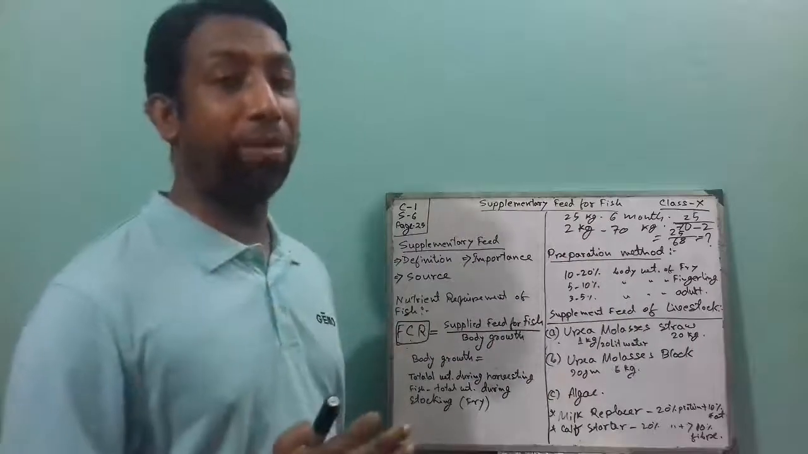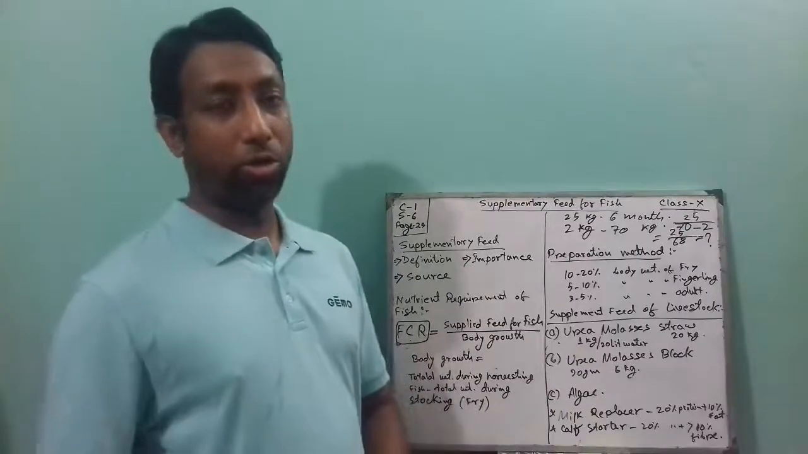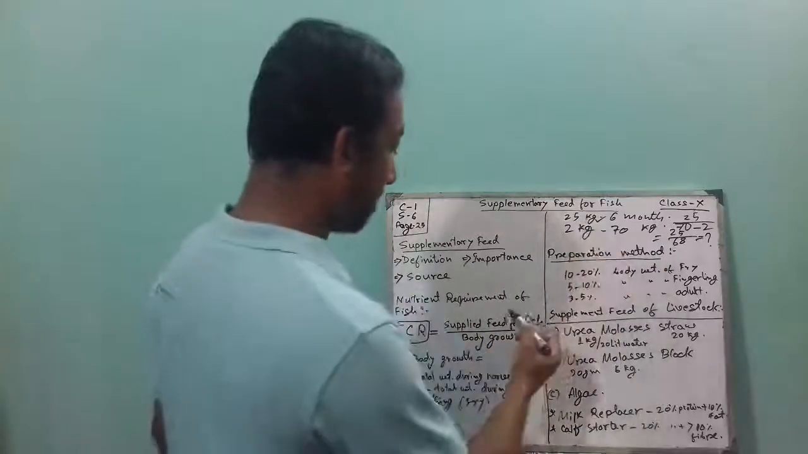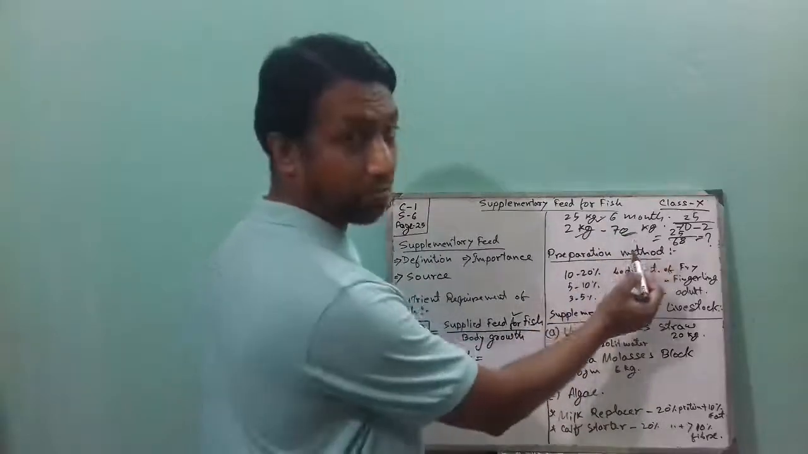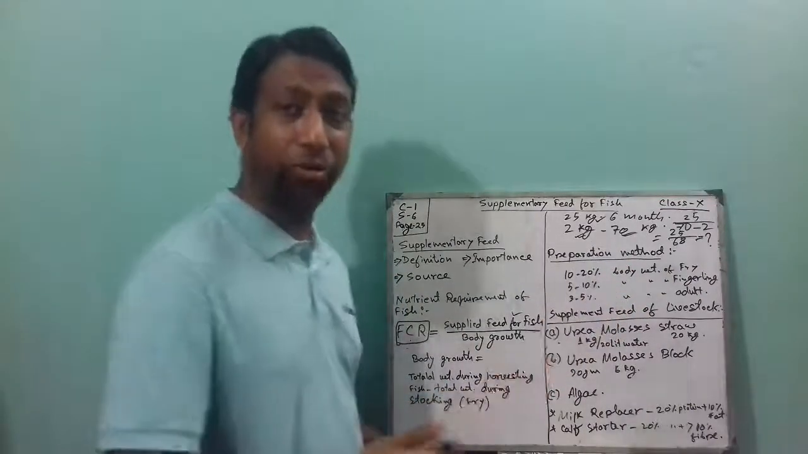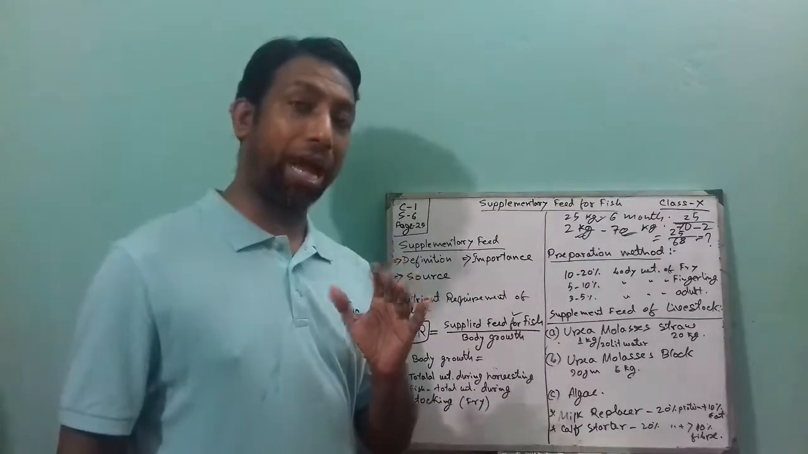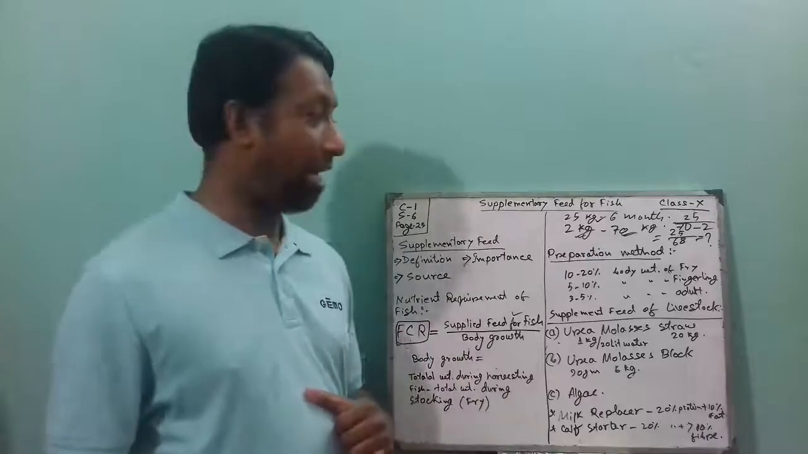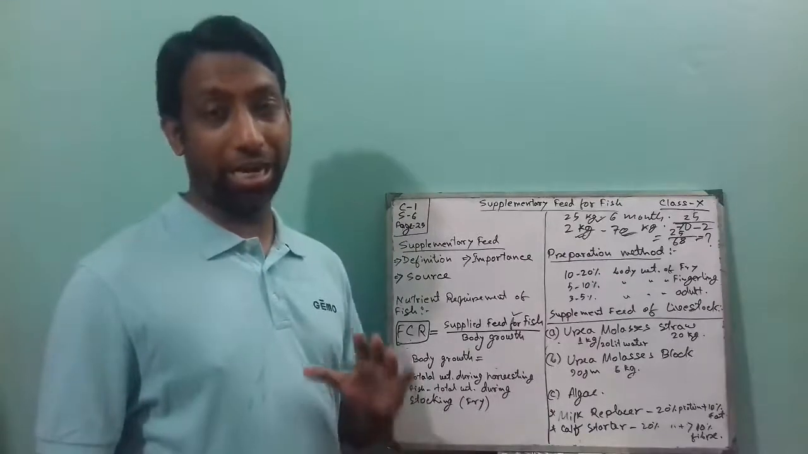So for 3 marks, determine the FCR value of Mr. Rohim's pond. You have 20 kg of supplementary feed for the fish, and body growth is 70 kg minus 2 kg, where 70 kg is the harvesting time weight and 2 kg is the releasing time weight. This is the main value of FCR. So remember always that an FCR value closer to 1 is good for feed consumption. The lower the FCR value, the better for the fish and the feed.